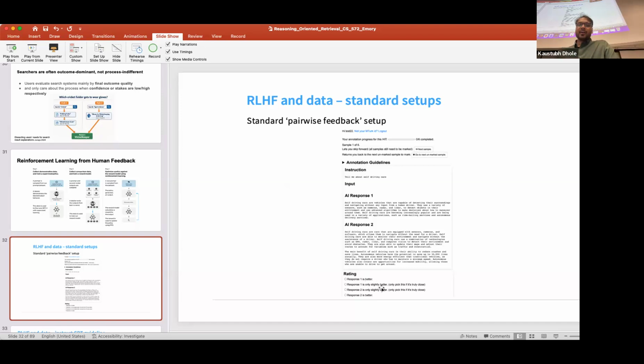So essentially, in the most basic case, an annotator has to select whether response one is better or response two is better. And I think you might have already seen this sometimes in ChatGPT as well. When you type, you are given two responses, and you have to select which one you like more, right? So that is essentially collecting this pairwise feedback data to train this reward model.